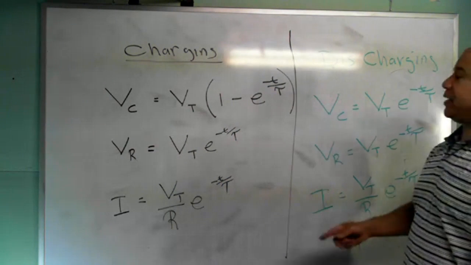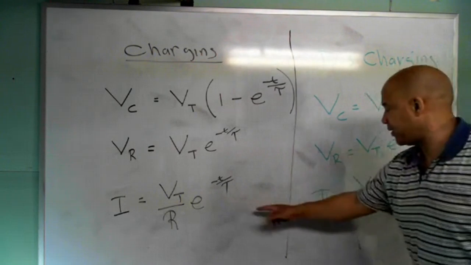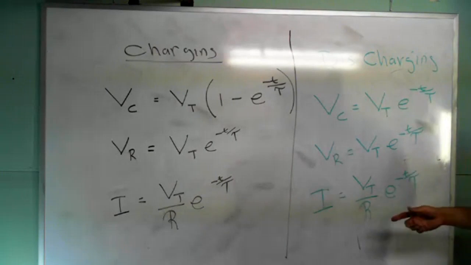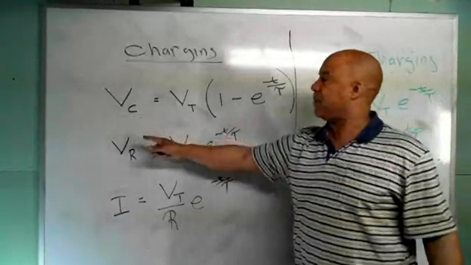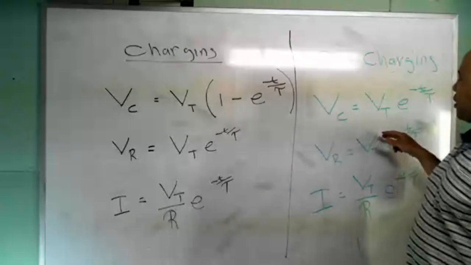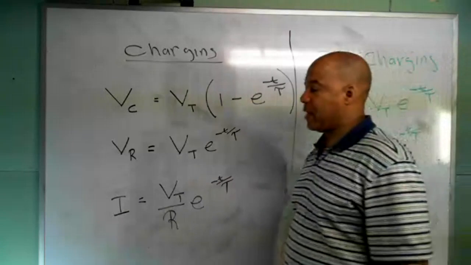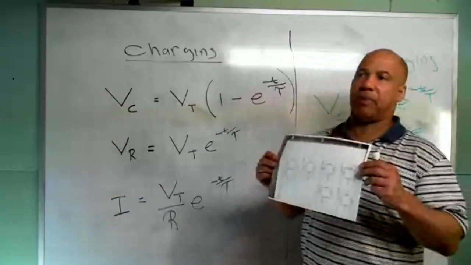If you compare these, this and this are exactly the same, and this and this are exactly the same. So the only one that really matters, the only one that's different, is the one for the capacitor. VC is for the voltage across the capacitor. If I'm charging the capacitor, it looks like this. If I'm discharging the capacitor, it looks like this. So again, we'll do an example of this next class. For now, I just want you to focus on this sheet I put up on Blackboard.